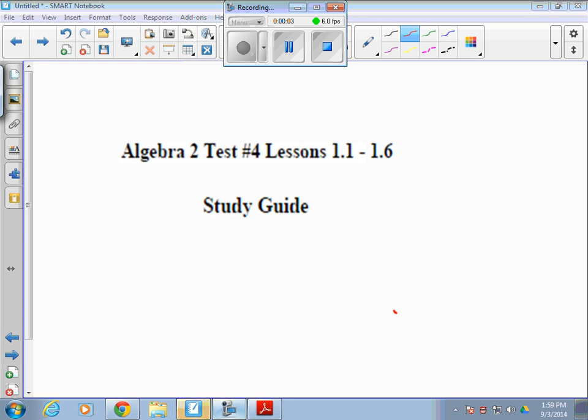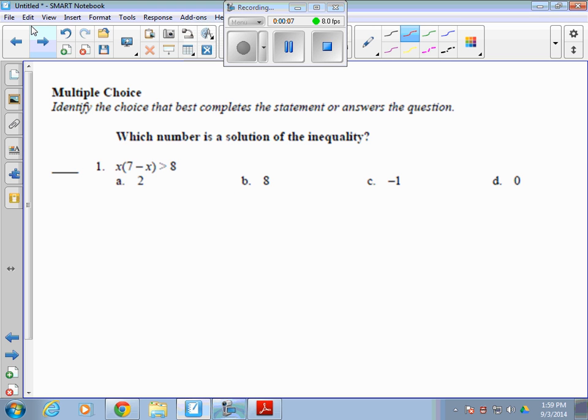So, Algebra 2 Test 4 study guide through lesson 1.6. First one says, which number is a solution of the inequality? So what you're going to want to do is plug these numbers in. 2 times 7 minus 2, well, 7 minus 2 is 5. 2 times that is 10. So for the first one, you have 10 is greater than 8.